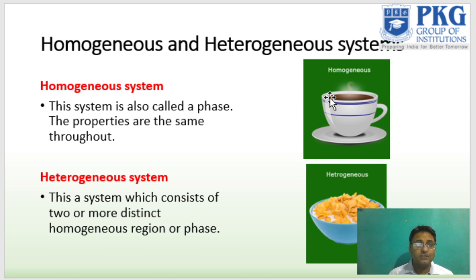A heterogeneous system is a system which consists of two or more distinct homogeneous regions or phases. Suppose this is a bowl of flakes in milk. So the flakes are one component and the other is milk. These are separated, so this is a heterogeneous system. A liquid mixture of benzene and water forms a heterogeneous system made of two immiscible liquid phases. So these are some examples of homogeneous and heterogeneous systems.